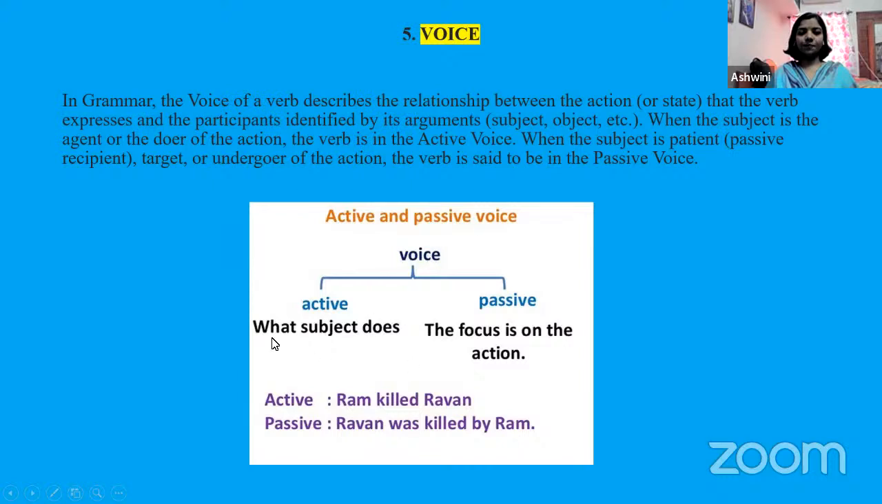Look at this picture. What a subject does, and the focus is on the action. Active में क्या किया जाता है? What subject does here. Okay. Doer. Now passive में the focus is on the action. What पे focus किया जाता है? और यहाँ पे in the case of doer, जो subject object है उस पे focus किया जाता है. Active voice का example है. This is the example of active voice. Ram killed Ravan. Passive voice, Ravan was killed by Ram. This is the example of voices.